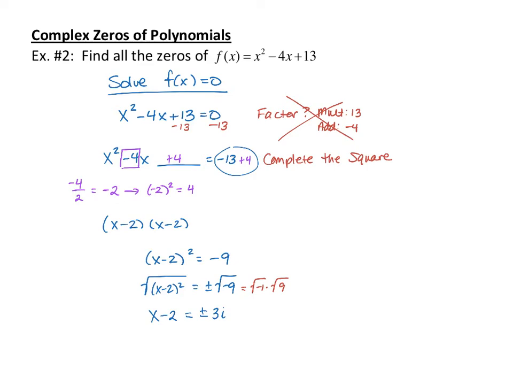Finish solving for x by adding 2 to both sides. So x is equal to 2 plus or minus 3i. So these are the two zeros of this polynomial function. These are both complex zeros. So there are no real zeros, which means that the graph of this quadratic function has no horizontal intercepts. Let's look at another option for solving.